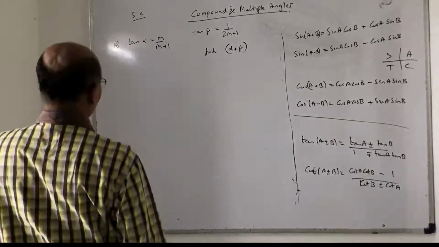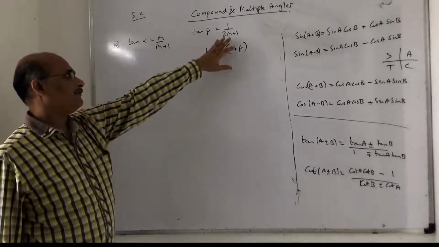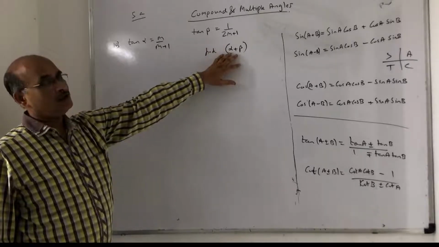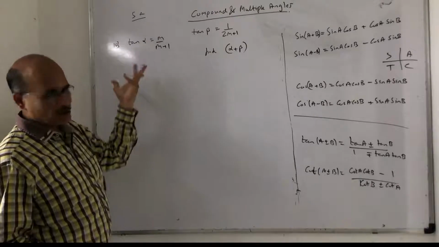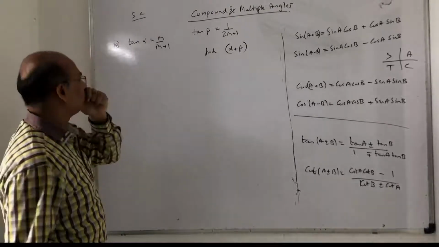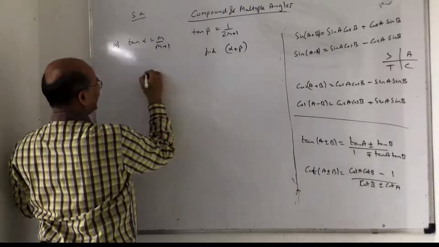Okay. Let's take this question. Tan alpha is equal to m upon n plus 1. Tan beta is given as 1 upon 2m plus 1. They are asking you alpha plus beta. They are asking you sine, cos, tan. So you can take cosine, draw a right angle triangle and do it. But if you see carefully, one more working I can try. If they want alpha plus beta, you can take any ratio.